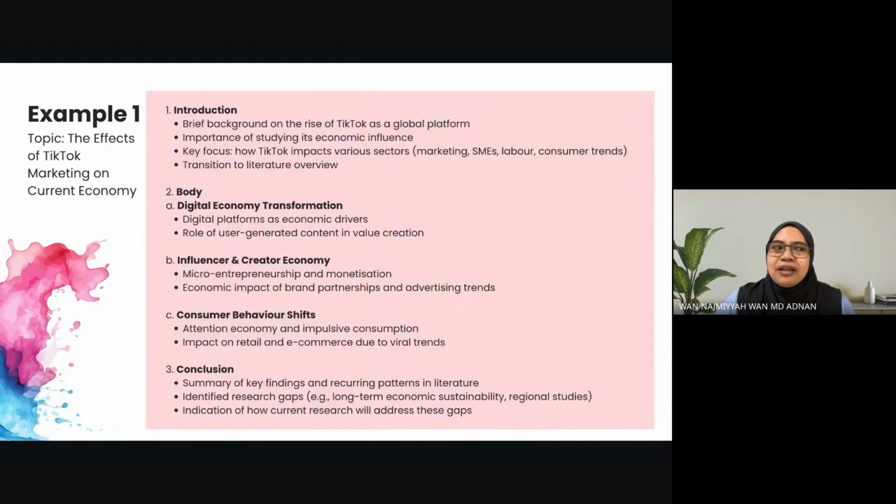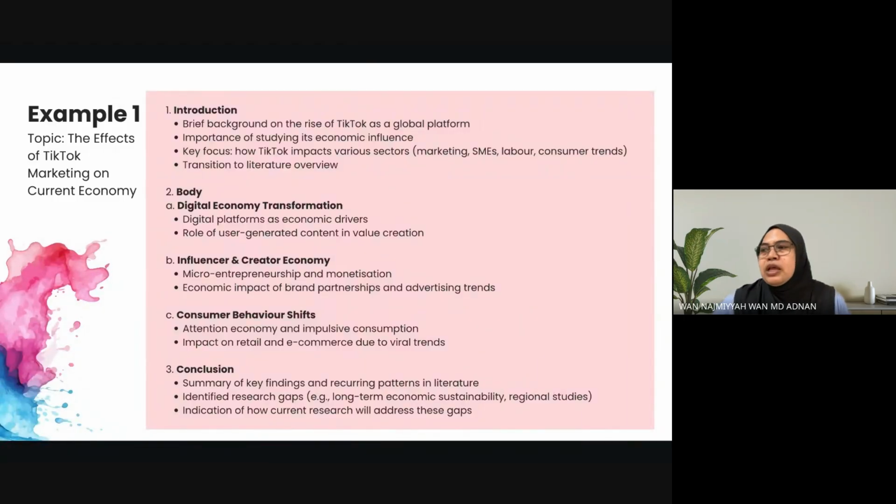Okay, and if you ask AI to do it for you, they would probably give you very generic, very superficial ideas, and you have to do a lot more digging, a lot more rephrasing, a lot more paraphrasing in order to get to the depth of the idea, right? It's like when you ask about the effects of TikTok marketing on the current economy, and they say the attention economy and impulsive consumption, for example. But they do not give you anything very specific to what you are looking for in your study, because every study is different from one another.